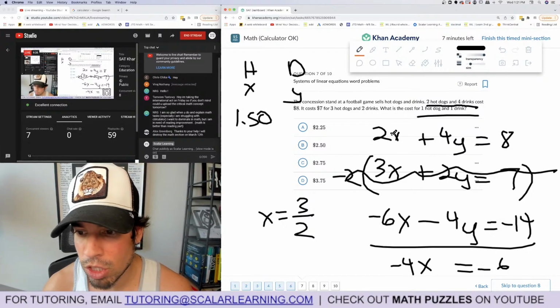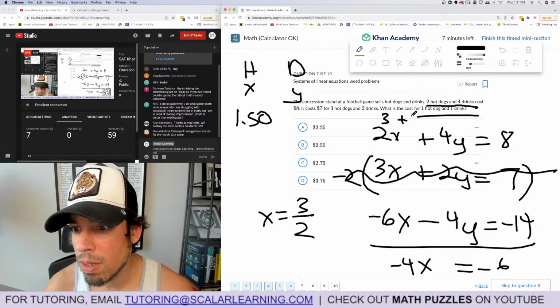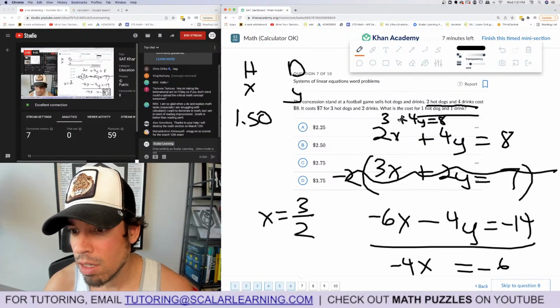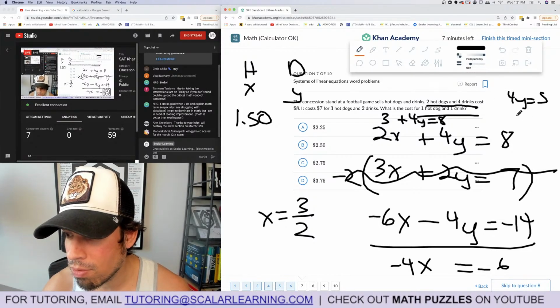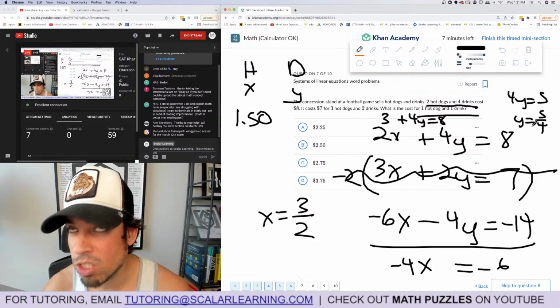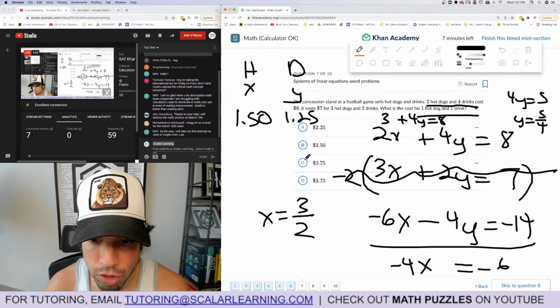Now I plug into either equation. So if a hot dog is $1.50, 2 times 1.50 is 3, plus 4y equals 8. So I minus 3 from both sides. 4y equals 5. Divide by 4, y equals 5/4, which is 1.25. So the two together are $2.75.